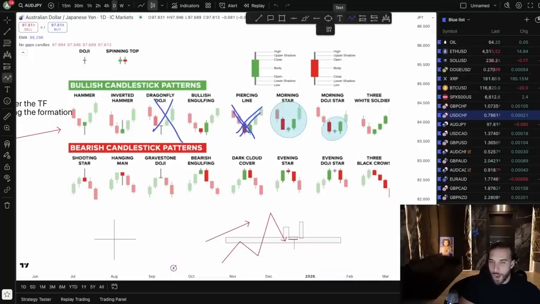The three white soldiers and then the three black crows. I don't know how it goes from white soldiers to then black crows.